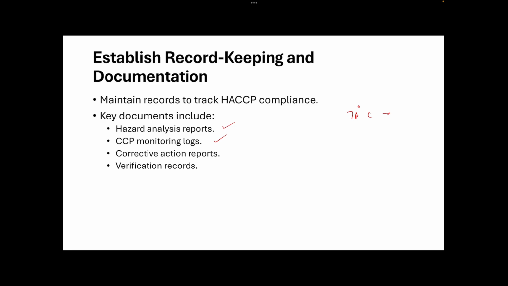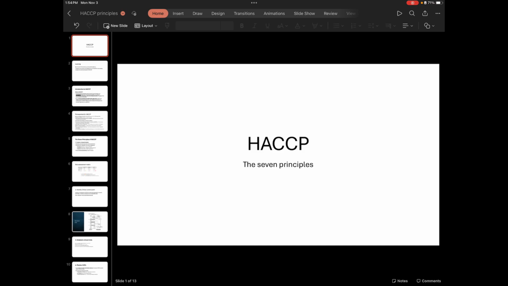And if you had to change something, let's say you had to change a thermostat, did you verify that the newly installed thermostat actually worked well? That verification was important. So that record keeping is extremely important. So that's essentially what the HACCP 7 principles are.